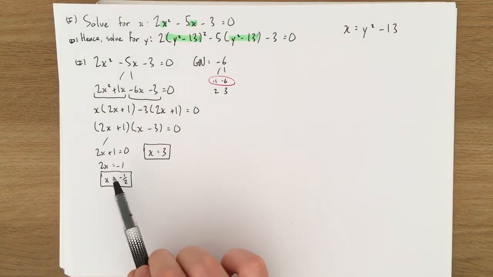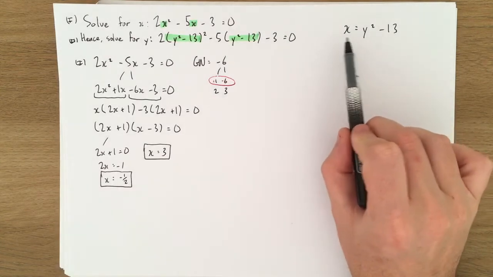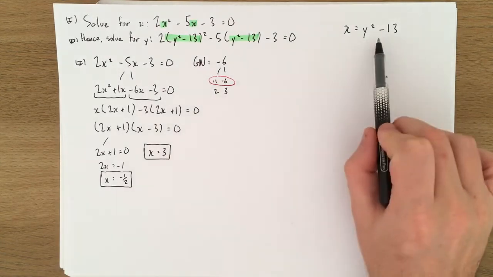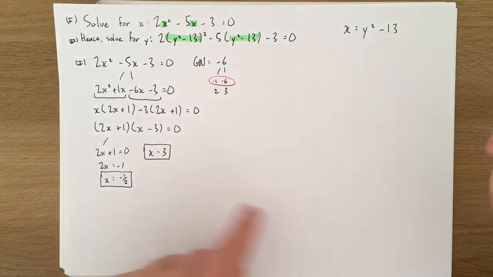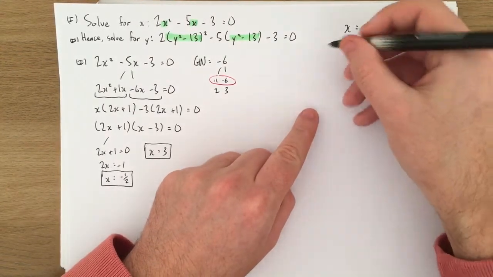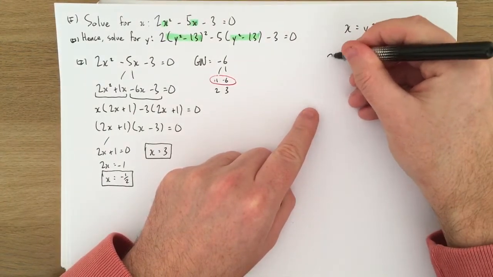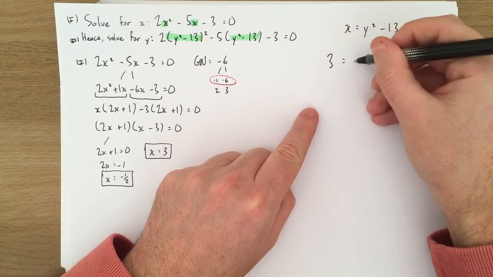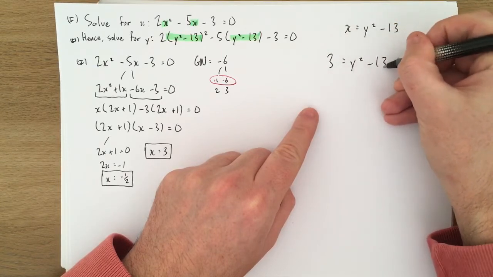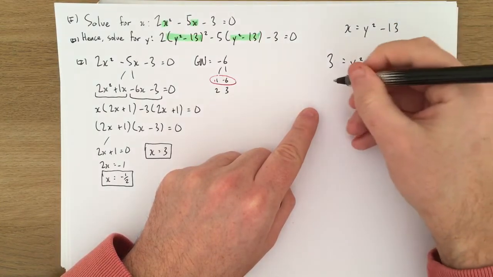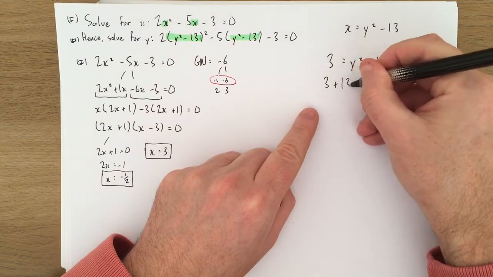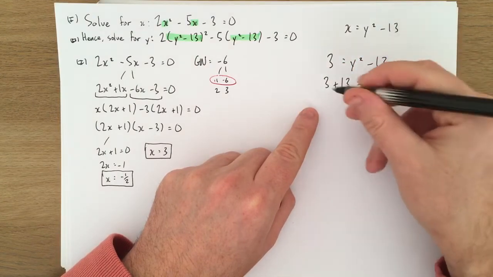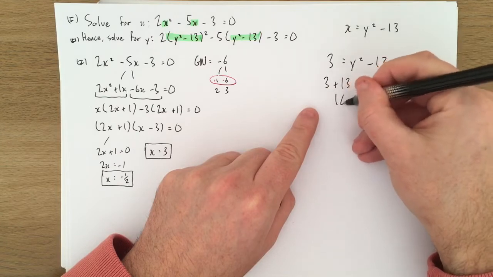So what I'm going to do again is sub this x in here for x and solve for y, then sub this x in here for x and solve for y. So I'll use x is equal to 3 first. So instead of x, I've got 3 is equal to y squared minus 13. Bring the minus 13 over. 3 plus 13 is equal to y squared. 3 plus 13 is 16.